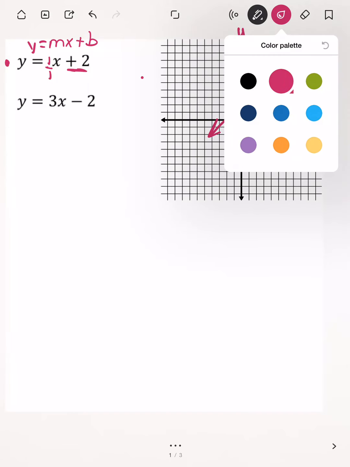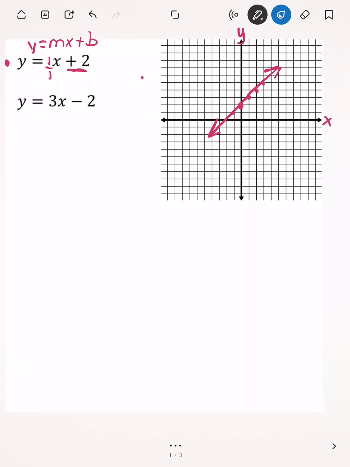Looking at the second equation, I'm going to graph this one in blue. Again, my y-intercept is negative 2, so I'm going to go down 2. My slope is 3 over 1, which means I can go up 3 and over 1. So I go up 3 over 1, up 3 over 1, up 3 over 1. I could also go down in the negative direction 3 and over in the negative direction 1. Again, two negatives make a positive. I connect the dots.